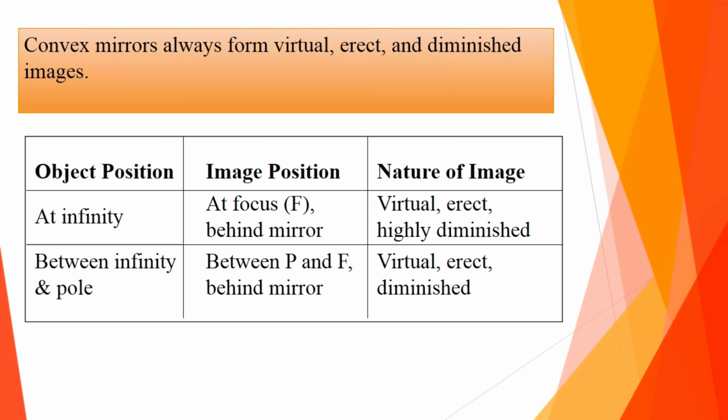If the object position is at infinity, the image position will be at the focus behind the mirror, and the nature of the image is virtual, erect and highly diminished. If the object position is between infinity and pole, then the image position will be between P and F, behind the mirror, and it will be virtual, erect and diminished. So a convex mirror always forms virtual, erect and diminished images.